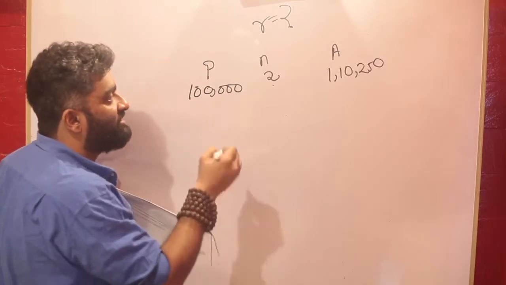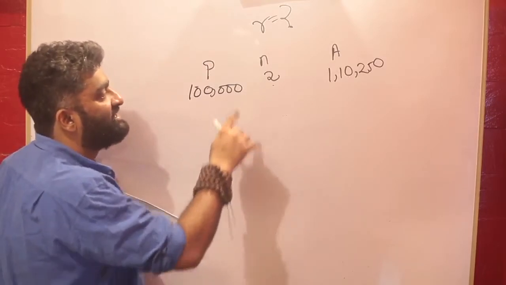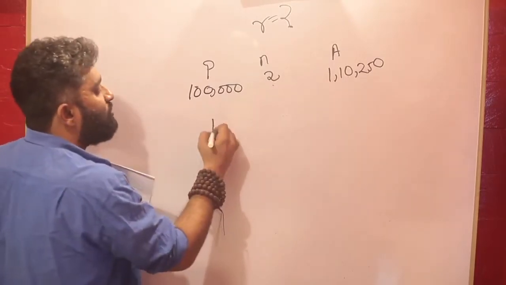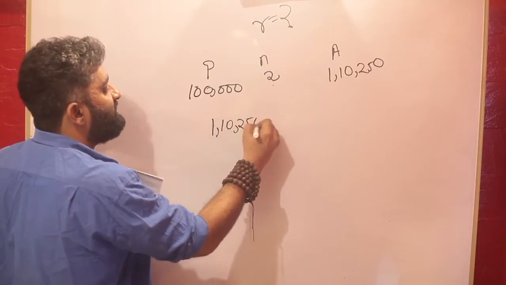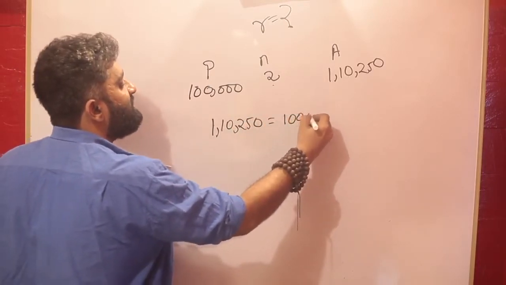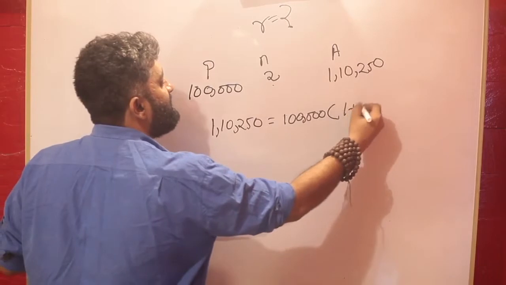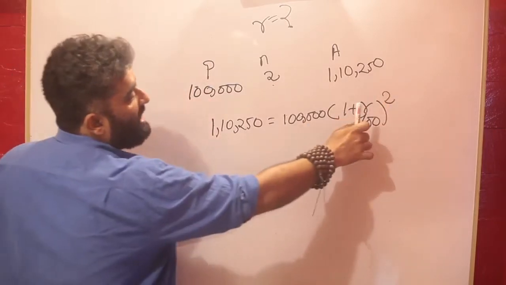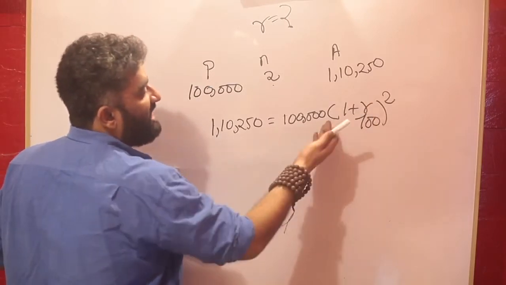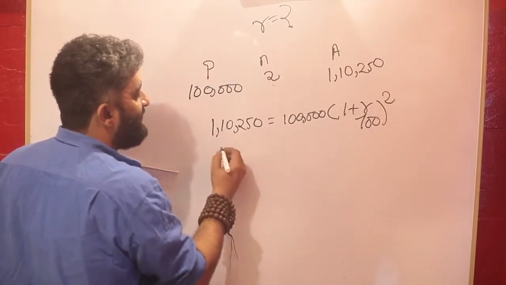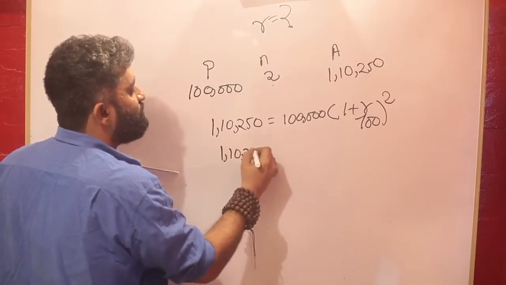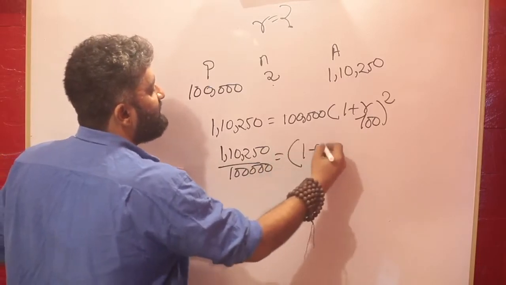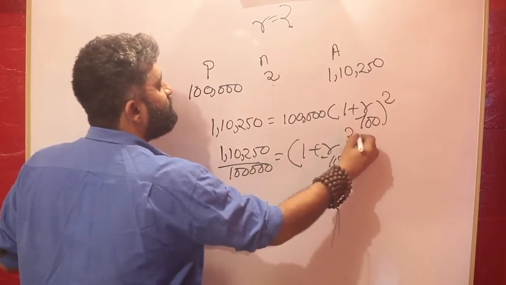So this is one trouble area that we encounter in compound interest, that is finding the square root. And what do we mean by that? So use the formula. I know 1,10,250 is equal to 100,000 into (1 plus r by 100) raised to 2, right? So I have to find the value of r, right? That means move this 1 lakh this side, so I'll get 1,10,250 divided by 1 lakh is equal to (1 plus r by 100) raised to 2.